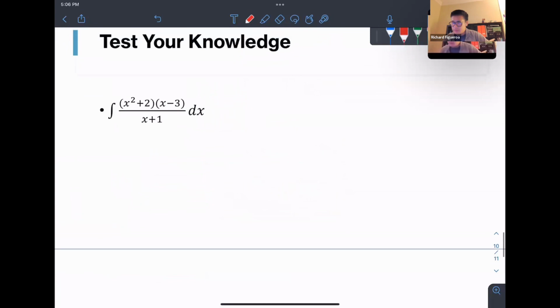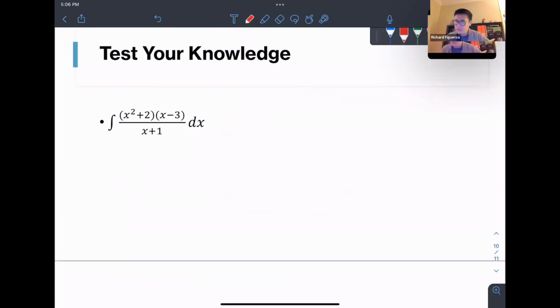Okay, so itong test knowledge, include it on your assignment. So make it number 11. Hindi natin matapos. So include this one as number 11 okay, so in your assignment.